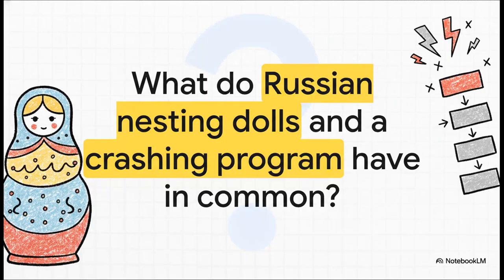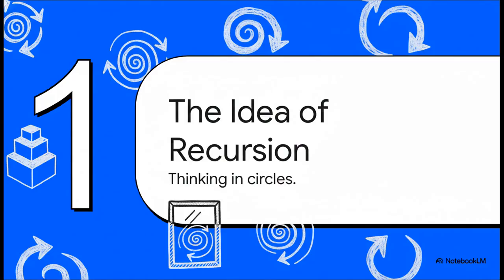Okay, I know. It sounds like the setup to a really bad computer science joke, right? But stick with me here. Because the answer to this question is the key to understanding everything. Not just how a function can call itself, but also what happens when that whole process goes spectacularly wrong. So first things first, let's just get our heads around the main idea. What does it even mean for something to be recursive? We're going to start with a really simple physical analogy that I promise will make it all just click.